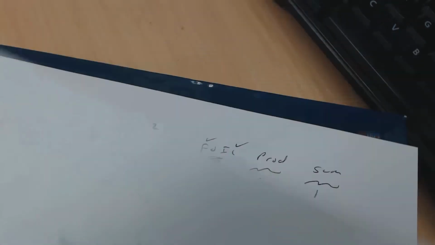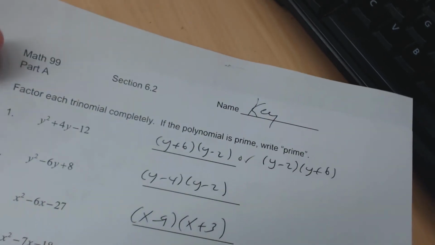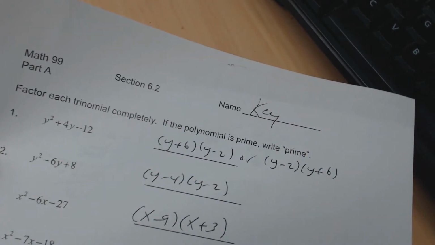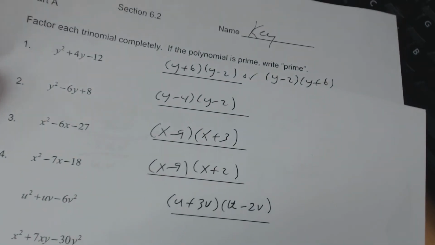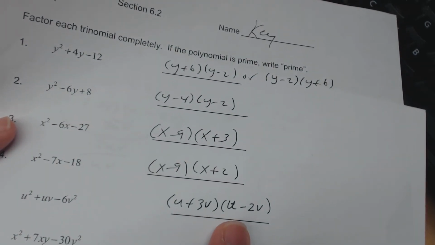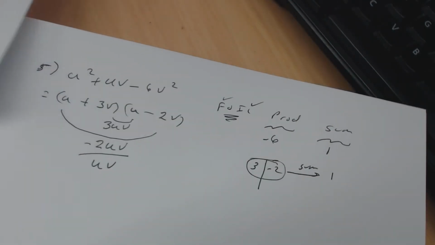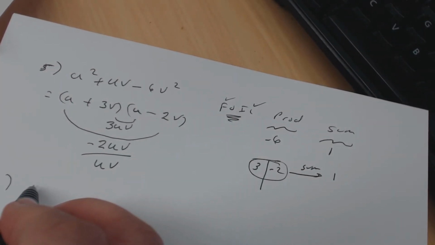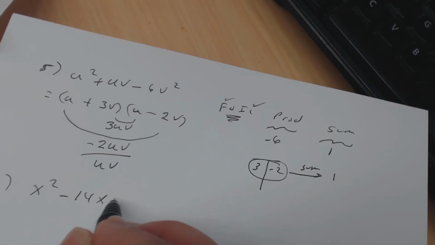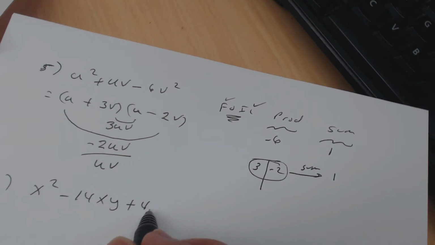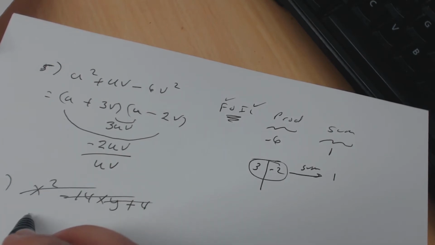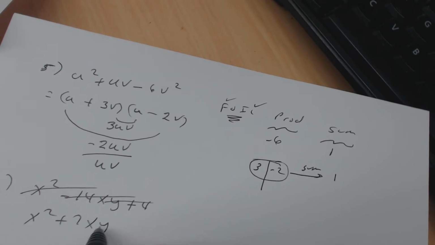So there's your answer. The answer to number 5 is u plus 3v times u minus 2v. Okay, number 6. Number 6 has two variables again. Number 6, x squared plus 7xy minus 30y squared.